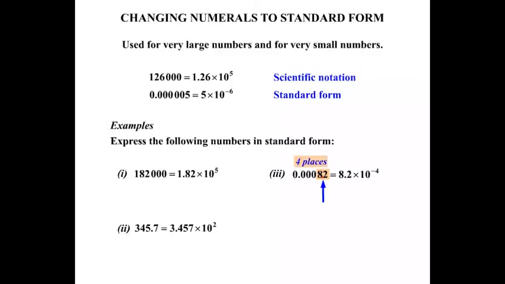Okay, it is 4 places, but for very small numbers, and that is certainly a very small number, we use a negative indice. So that's why we use the minus 4 rather than just the 4.